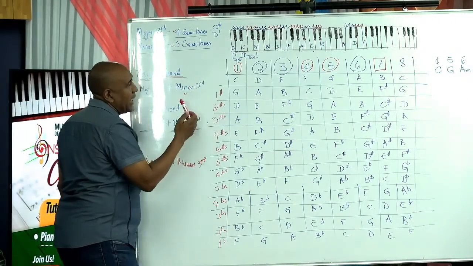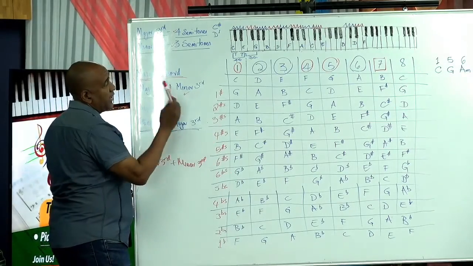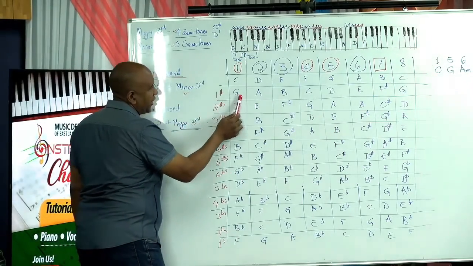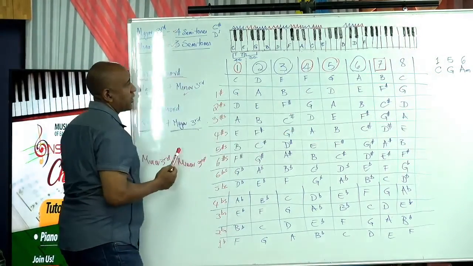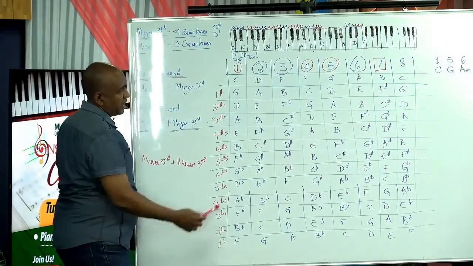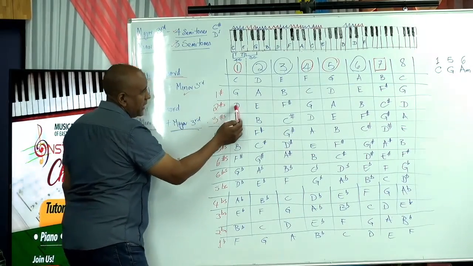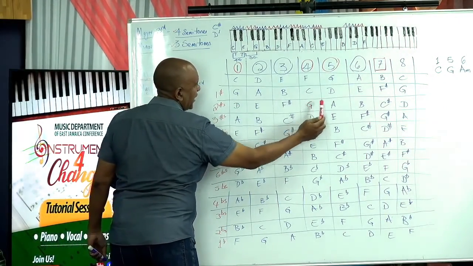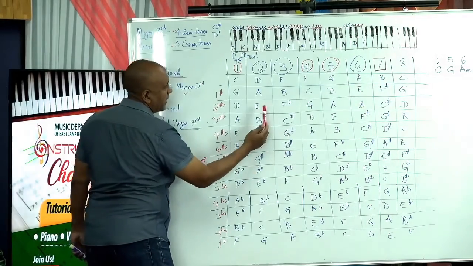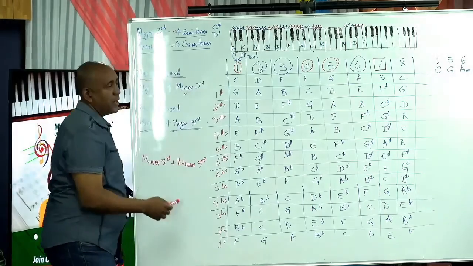If we apply this right across this chart that we have here, in the key of G, G, C, and D are major chords. A, B, and E are minor chords. Same thing happens in D. D, G, and A are major chords. E, F sharp, and B are minor chords.